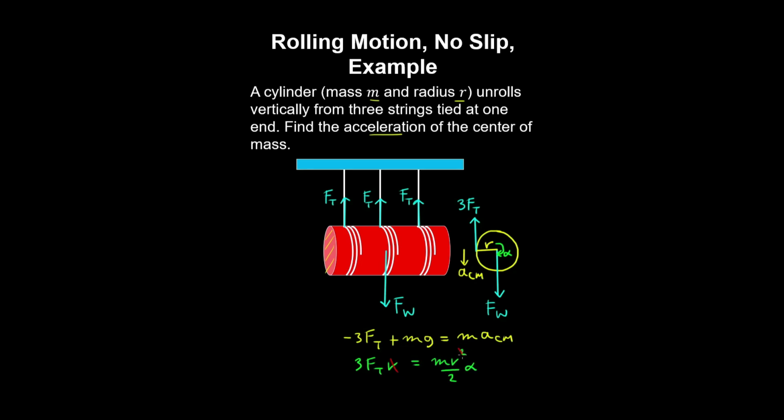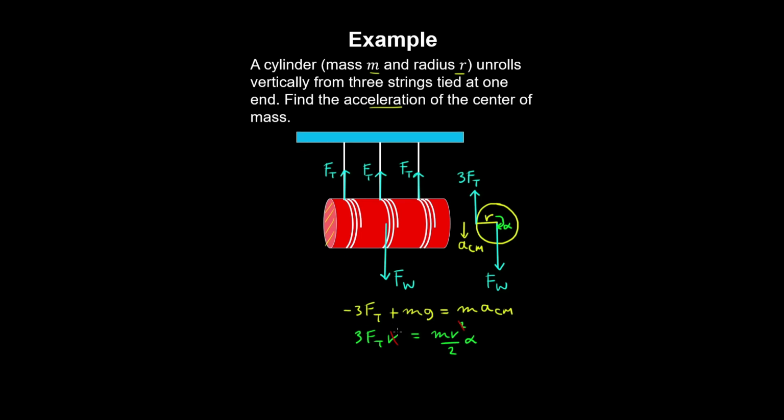Then dividing through by r and adding these equations together, and assuming the no-slip condition, the acceleration of the center of mass is related to the angular acceleration as follows. So therefore, substituting for alpha, you'll get the acceleration of the center of mass as follows.